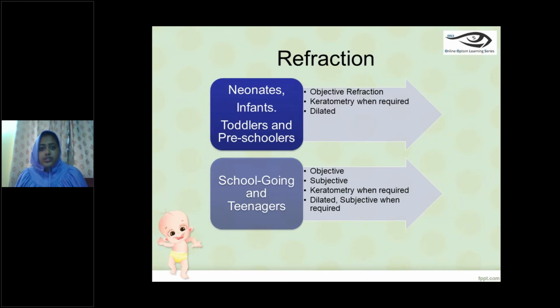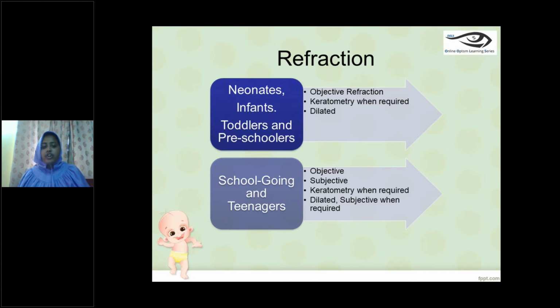So the most important part of the entire examination would be the refraction for kids. For younger kids, like the neonates, the infants, the toddlers, and the preschoolers, obviously we cannot rely on the subjective response they are giving. So we have to depend on the objective refraction entirely. And if we are finding any high cylinders, then it is recommended that we take a keratometry finding as well. If it's not possible to make the child sit on an autorefractor, then we have the handheld keratometry as well, so we can do that.